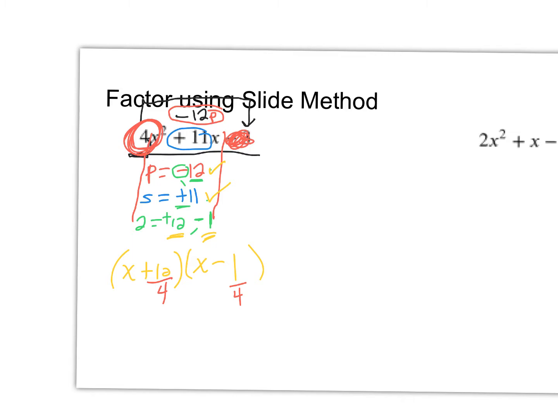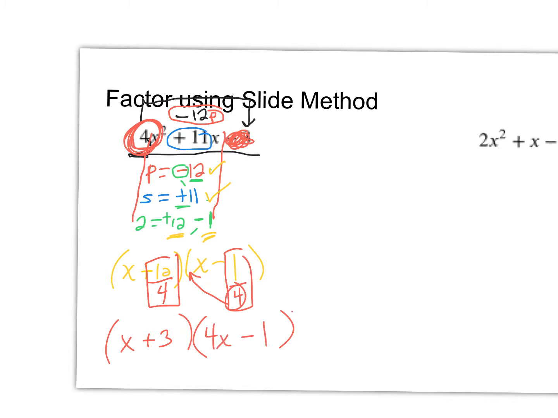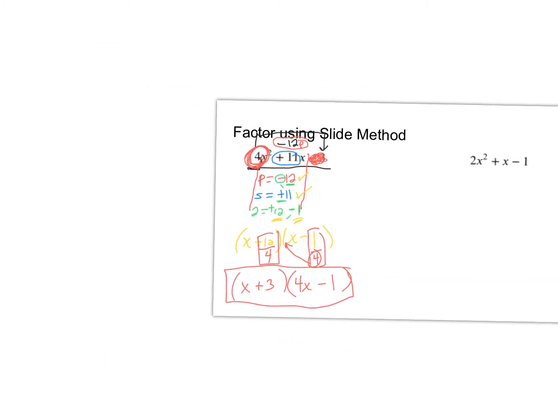Okay. So now, let's reduce the fractions. 12 over 4 reduces to 3, so x plus 3. 1 over 4 does not reduce, so we're going to scooch the 4 in front of the x. So 4x minus 1. And there's that one. Okay, all right, let's go to this other one.